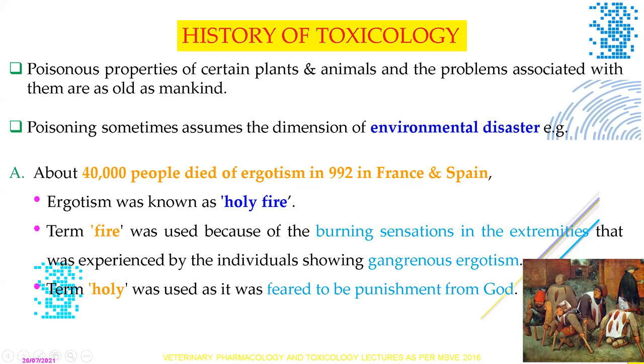Here is an ancient picture. They were looking towards the sky, especially after being affected with gangrene from consuming ergot-affected corn. It was thought that it was a curse of God, and that people who commit sin or are involved in bad activities will be punished by God. That is the first episode of such a disaster.